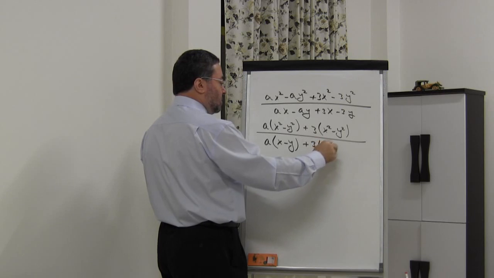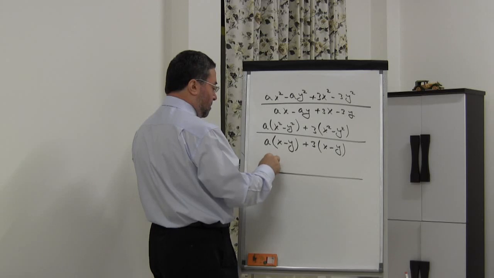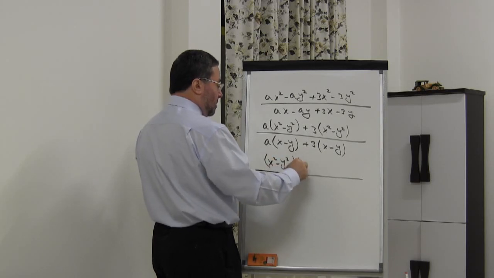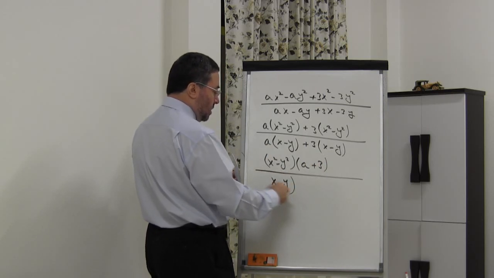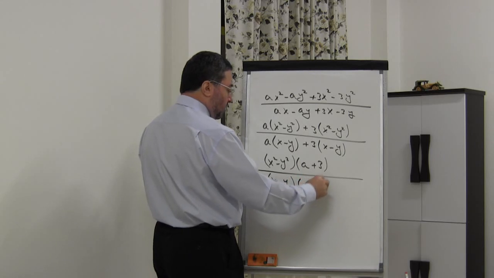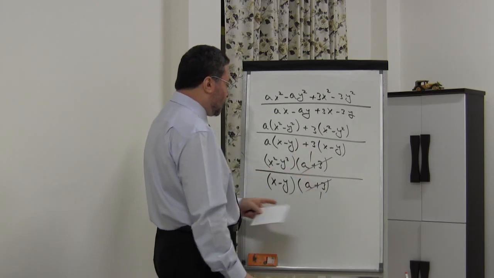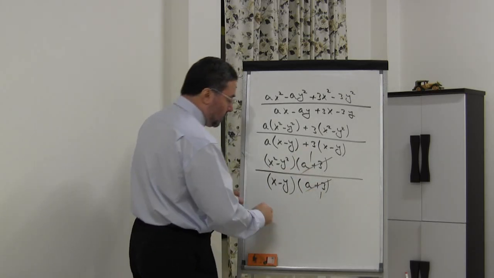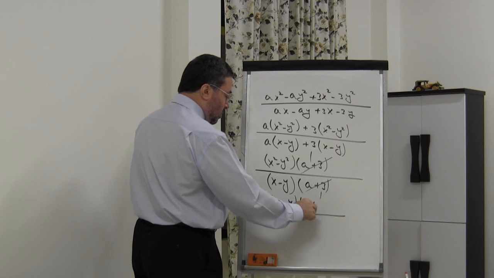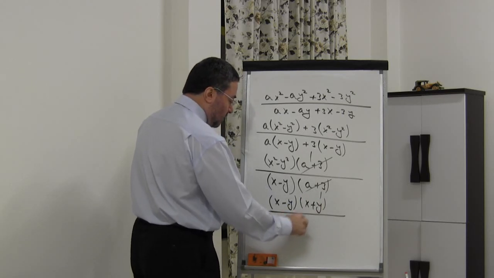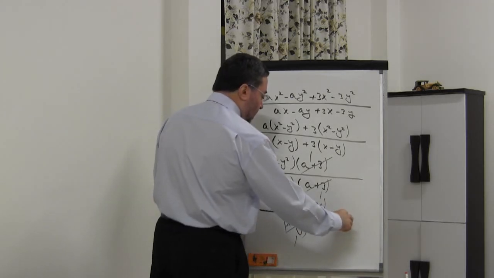plus 3x minus y. Now we factor x squared minus y squared into a plus 3, and here we factor x minus y into a plus 3. We can cut at this point to reduce our fraction a little bit, and then factor this again. This is the difference of 2 squares that gives us x minus y into x plus y over x minus y. And now we cut again, and we are left with the answer, and that's x plus y.